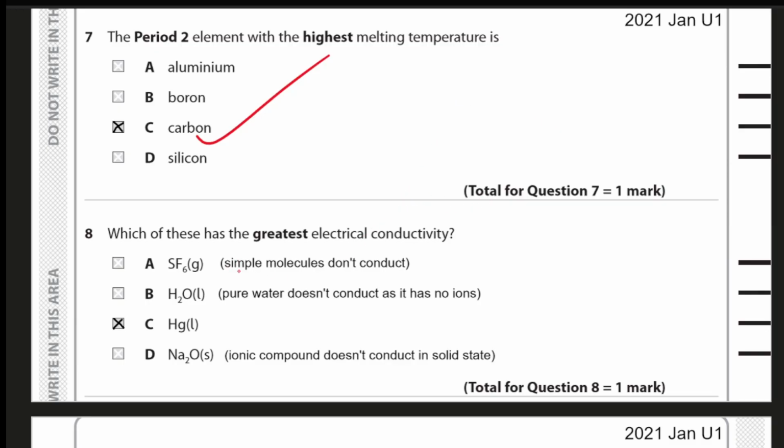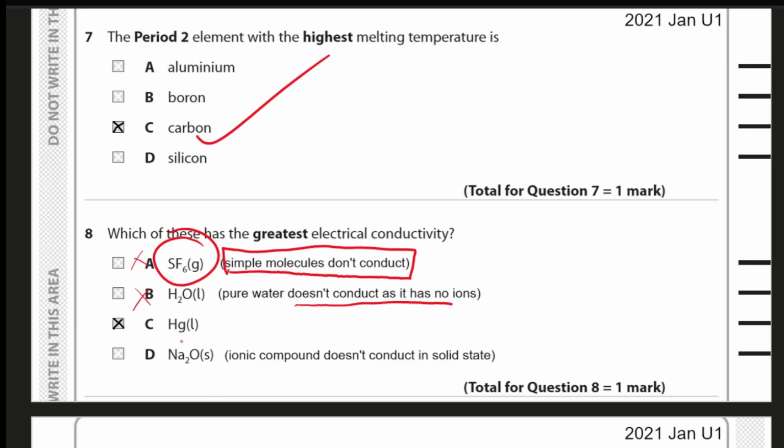Then again, which of these has the greatest electrical conductivity? Now if you analyze all of the 4 molecules down here, pure water doesn't conduct as it has no ions, but if it is aqueous, then water will. So water is out of the equation. SF6 has a simple molecular structure, so it does not contain any charged particles or ions, so we can say that it does not conduct any electricity.